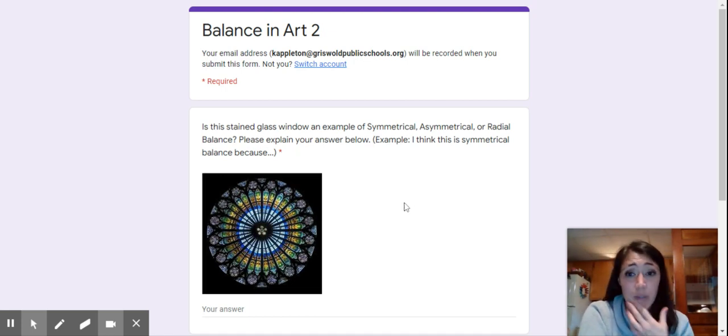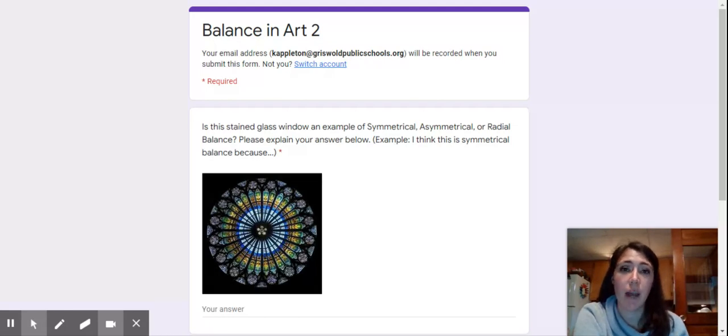This is very similar to the Google form that we did earlier, except the artwork has changed. Remember, we're going over the three different types of balance: symmetrical balance, asymmetrical balance, and radial balance. If you forget and you want to review those, you can click back to the assignment labeled Bitmoji Art Room, and that will be the Google Slides on our lesson of balance, and it does give you a little recap in case you forgot or just need a review.